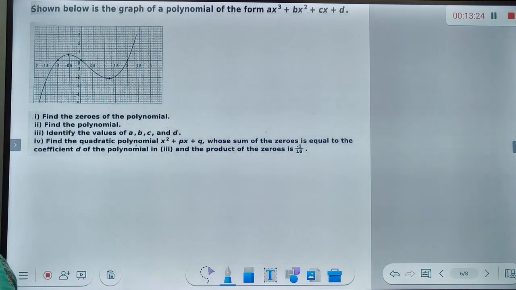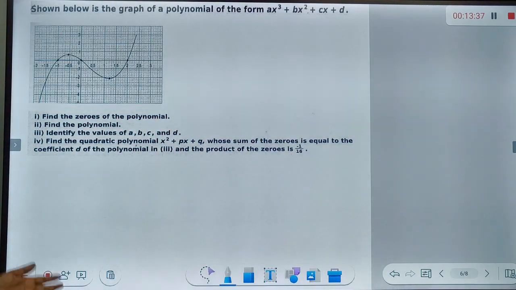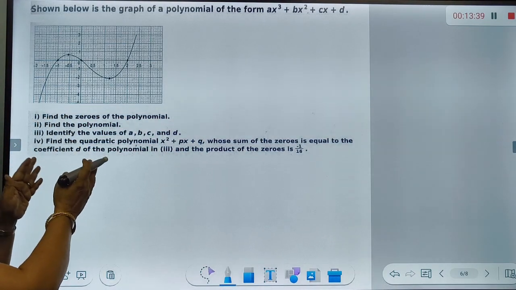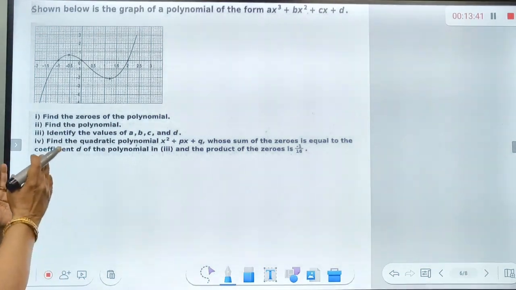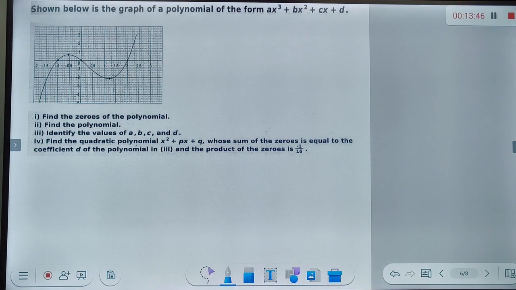Now look at this. You are given a graph of a polynomial ax cube plus bx square plus cx plus d. Based on the graph, some questions are asked. This could be thought of as a case study. A case study means what? A situation is given. Here in this case, it's a visual one. From the visual graph, we have to make some deductions.